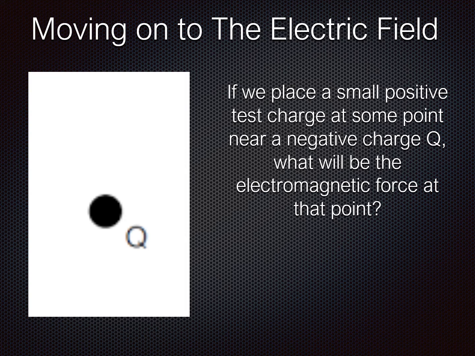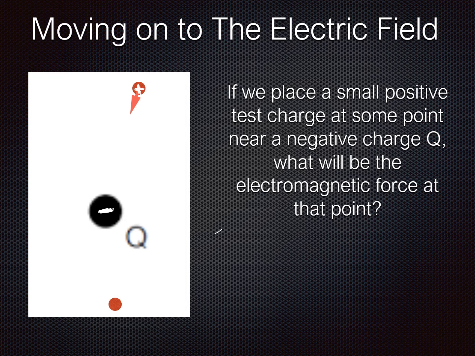So if we have here our test charge, this is a negative charge, so I'll put a little minus sign there to indicate that. That's our negative charge. What if I put my positive charge, here's my little plus guy, right there? If I put my positive charge there, what is the electromagnetic force? Now remember, the force is going to be attractive because they are opposite sign. So the force is going to point towards the negative charge.